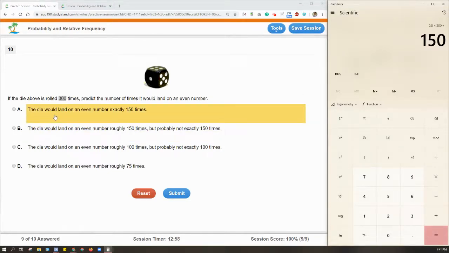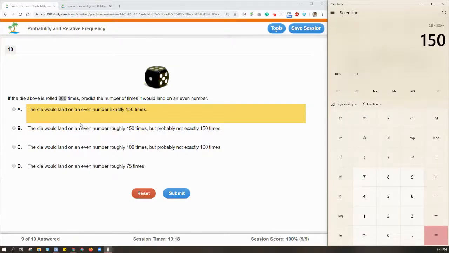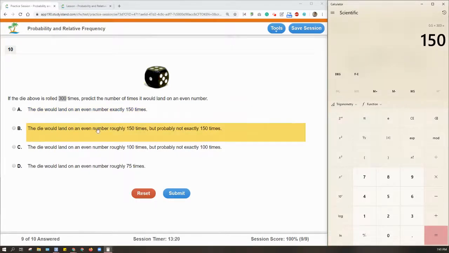And that's what A says. The die would land on an even number exactly 150 times, but that's a bad answer, because it's probably not going to be exactly 150 times. That's just our best guess. It's the closest number that we should guess. But the fact that it's going to be exactly 150 times even and exactly 150 times odd, that's not very likely. So we just want to say that 150 is our best guess. Which one says that 150 is our best guess? B. The die would land on an even number roughly 150 times, but probably not exactly that number.